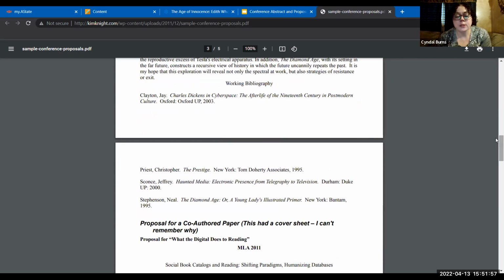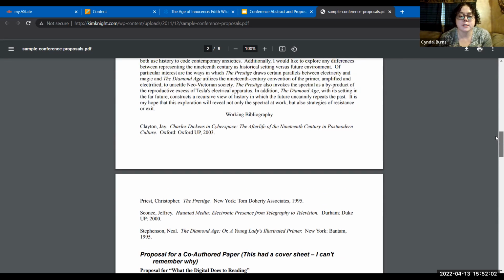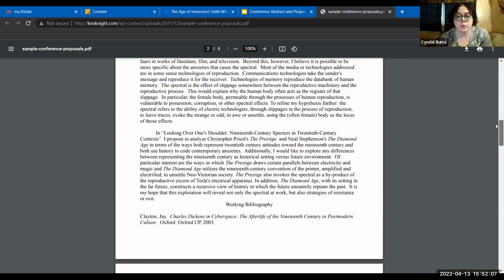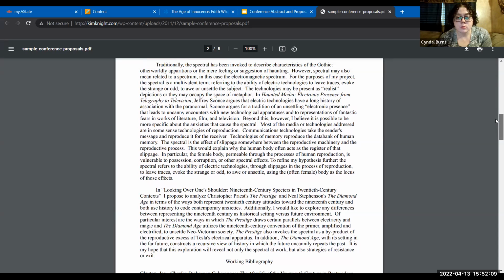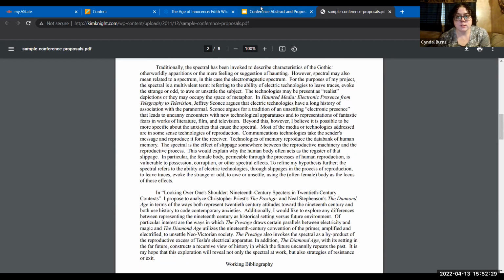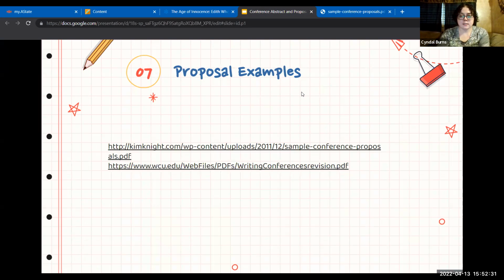With a working bibliography, you're not expected to have a full comprehensive list of every source you're going to be using, just the ones that you currently know for sure you're using and that your work may be based on or building from. So, and then their thesis statement: it is my hope that this exploration will reveal not only the spectral at work, but also strategies of resistance or exit. So right there, exactly what's happening in that meeting. So that's really succinct, smooth.